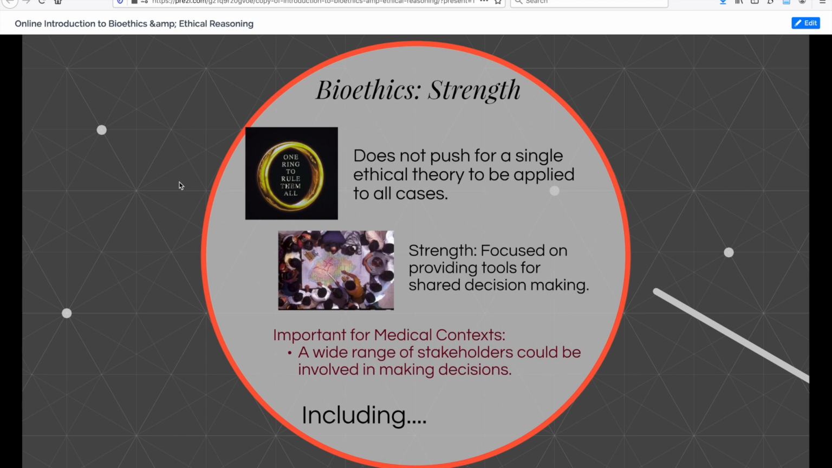They have different ethical landscapes, so to speak, different ethical training, different values and commitments, and these all inform their decisions. So one of the ways to move forward in shared decision making is to identify the various values and commitments that they have and help speak to those values to come to consensus. And bioethics recognizes that holding a single theory is not going to do the work that we need it to do in the medical context.